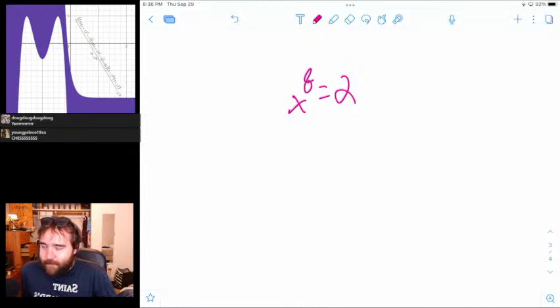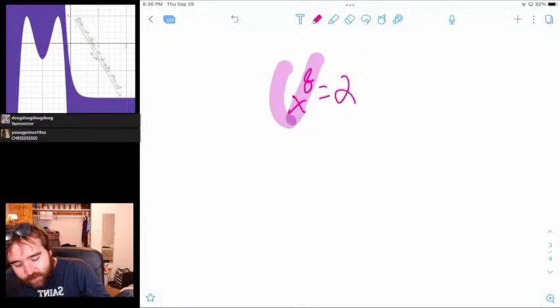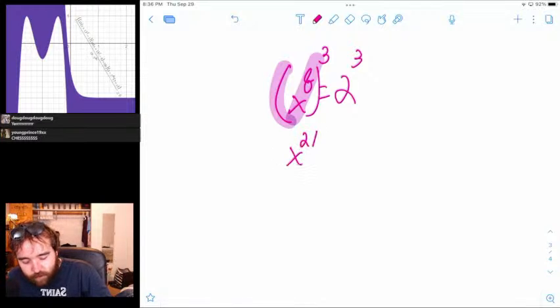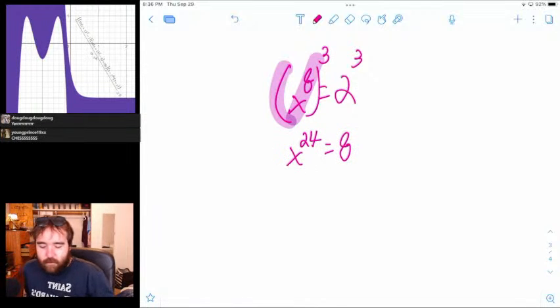I remember doing exponents like this in class, and I did not do well. I could not understand it. Well, what can you do to make this x to the 24th? x to the eighth in parentheses to the third. Yeah, so we've got to raise both sides to the third. So x to the 24th equals 2 to the third. That was stupid.